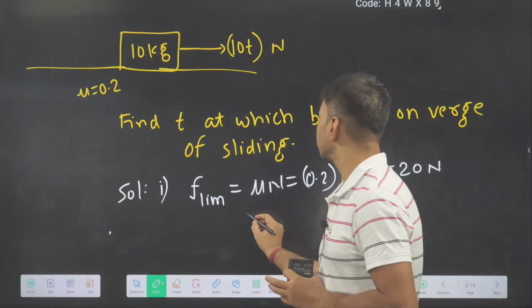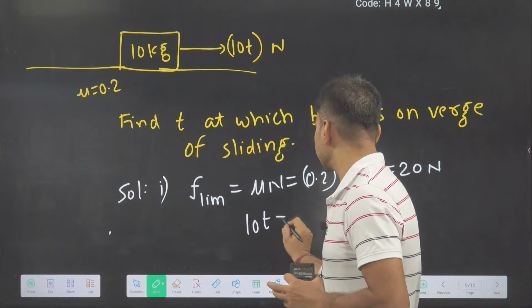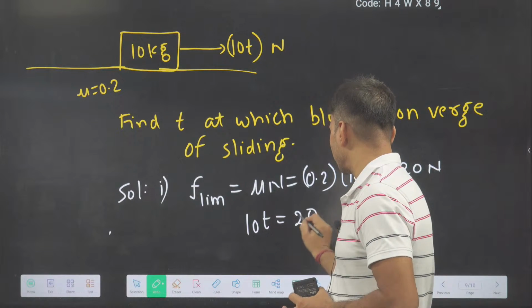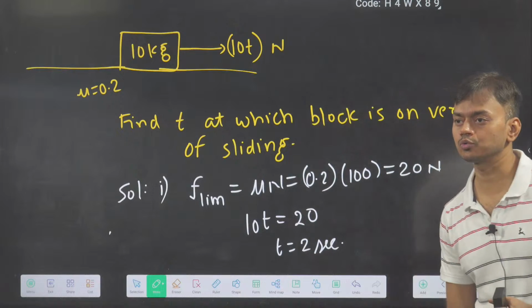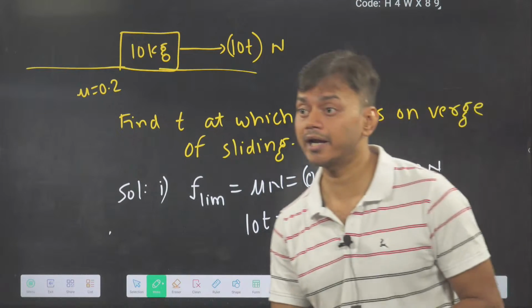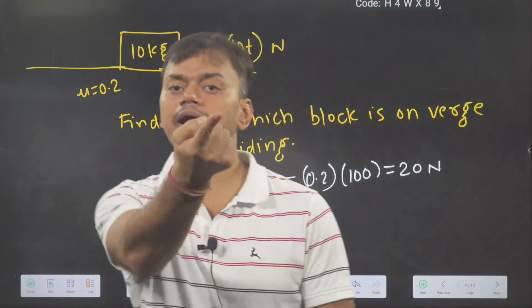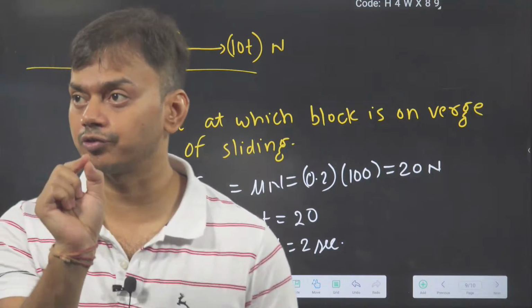So I will be able to move when the driving force is equal to the maximum opposing force, meaning t equal to 2 seconds. At t equal to 2 seconds, even then it will not move. Just after 2 seconds, it will move. That is the meaning of on the verge of sliding.